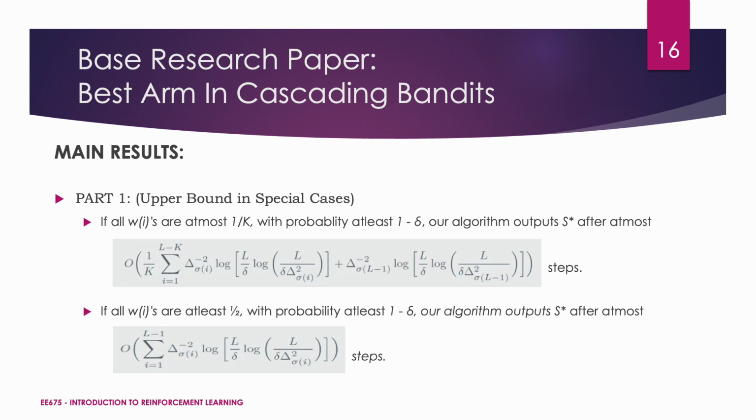We use delta i to denote the gap between two click probabilities and use sigma to denote the permutation that arranges the items in order with given gap delta i. So this is how we have upper bounded the time complexity of the Cascade BAI algorithm in certain special cases.